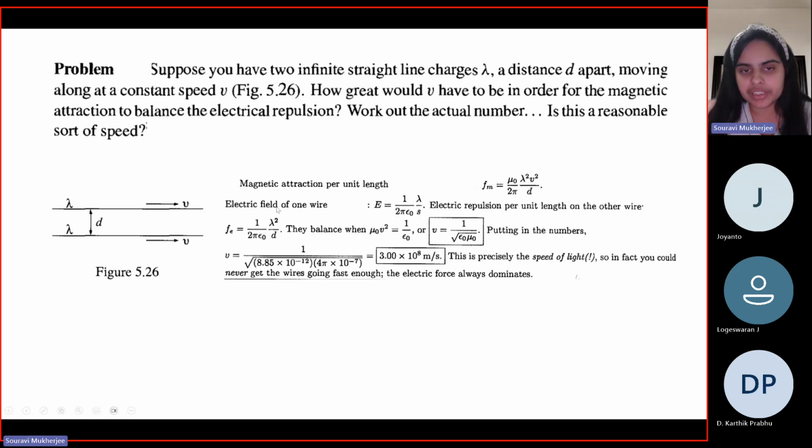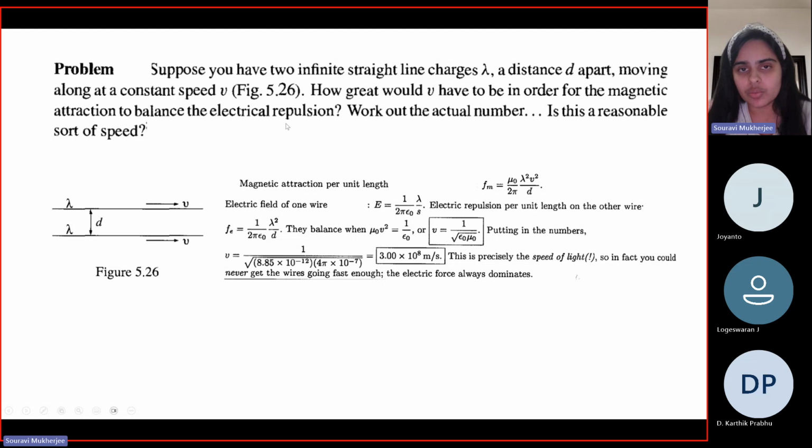Now the electric field of one wire: if you go back to what we discussed in electrostatics, the electric field for one wire is 1 by 2 pi epsilon naught times lambda by s. So if you want to find the electric repulsion per unit length, it is nothing but this times lambda, Q times E. Similarly, it would be lambda squared by 2 pi epsilon naught d.